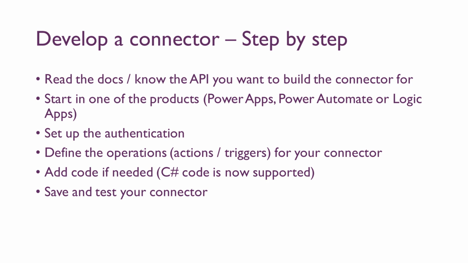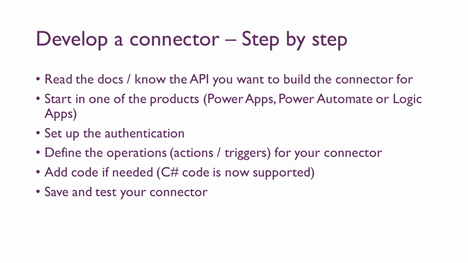So to develop a connector, here's a step-by-step guide. First, you need, of course, to read the docs and know the API that you want to build the connector for. If you know all about the API, then it will be easier to build the connector. You need to start in one of the products. You can start from the Power Apps Maker portal, the Power Automate Maker portal, or from Logic Apps, and you can go through the wizard in there.